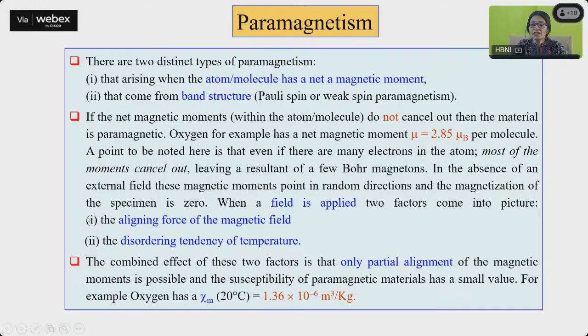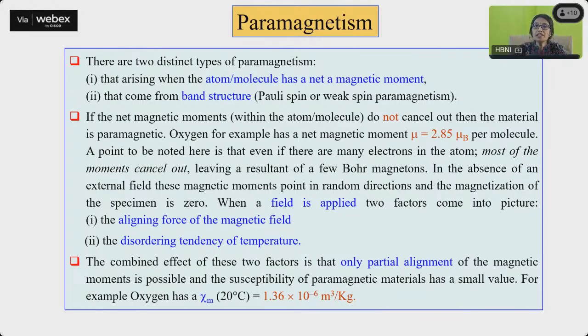So please understand that even if there are many electrons in the atom, most of the moments will cancel out and leave a resultant of a few Bohr magnetons. In the absence of any external field, all these magnetic moments point in random directions, and the total magnetization of the specimen is zero.